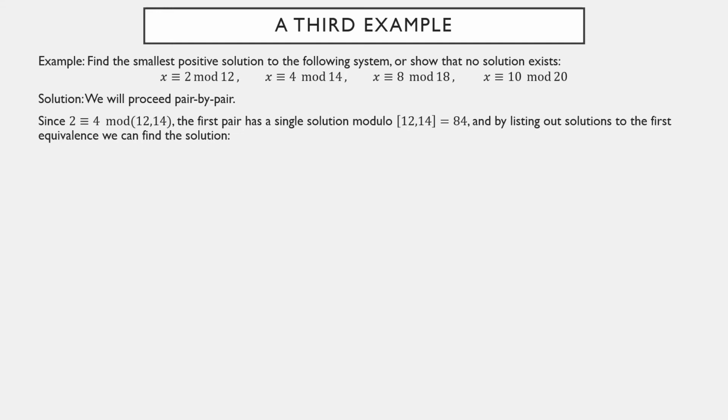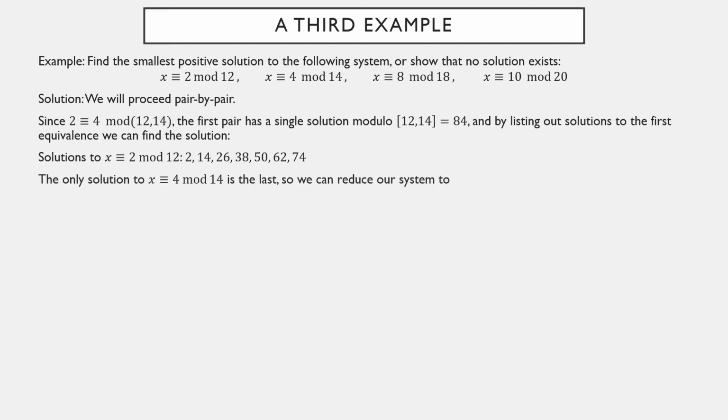So we're just going to list out solutions to the first equivalence. What are some numbers equivalent to 2 modulo 12? 2, 14, 26, we're just adding 12 every time. 38, 50, 62, 74. If I were to keep adding 12, I would go beyond 84. So out of this list, the only thing that is equivalent to 4 modulo 14 is that last one, 74.